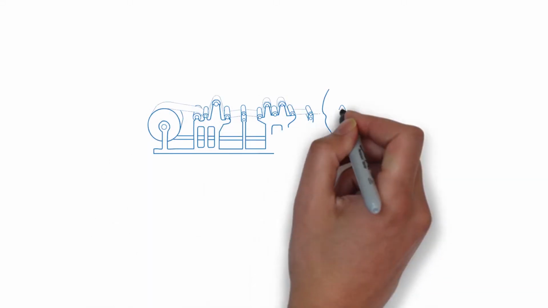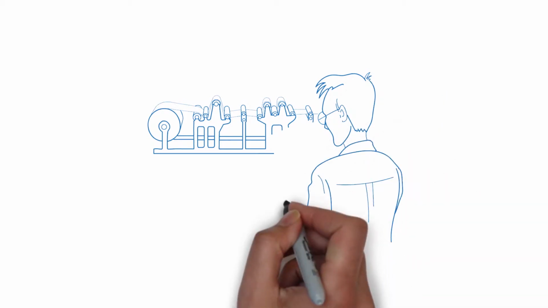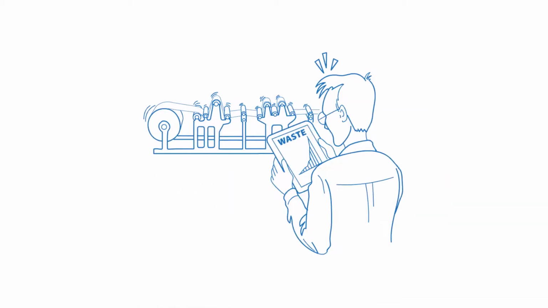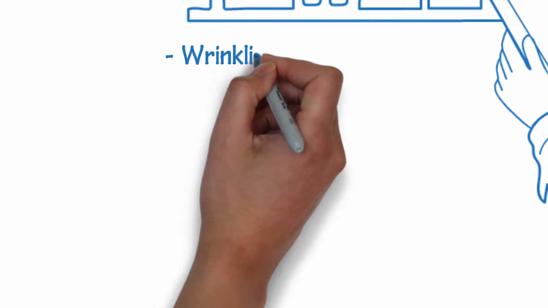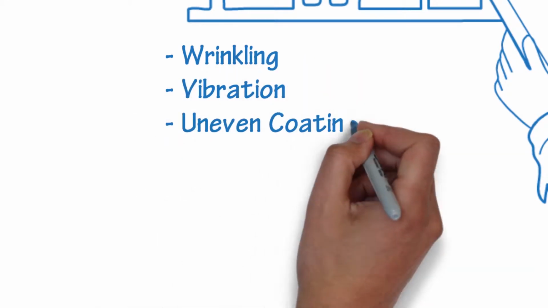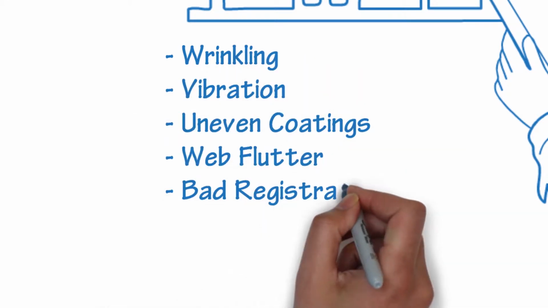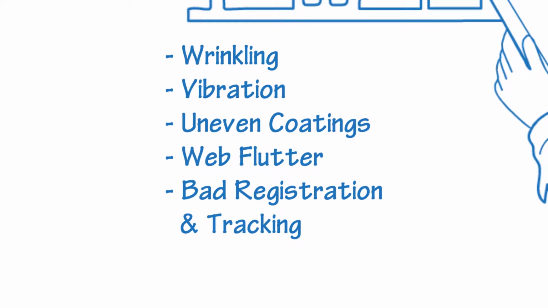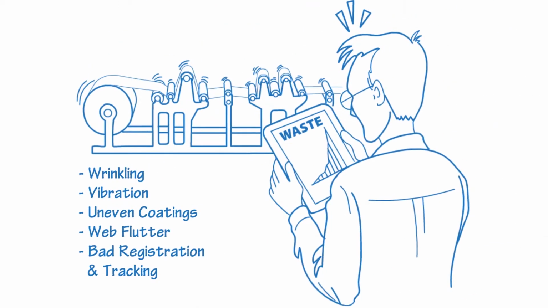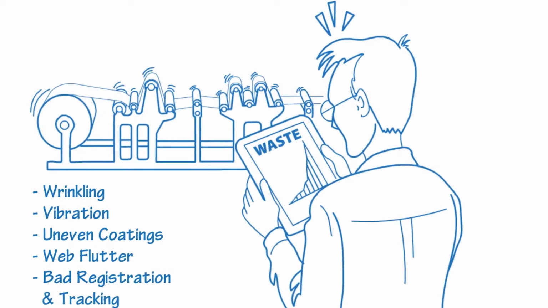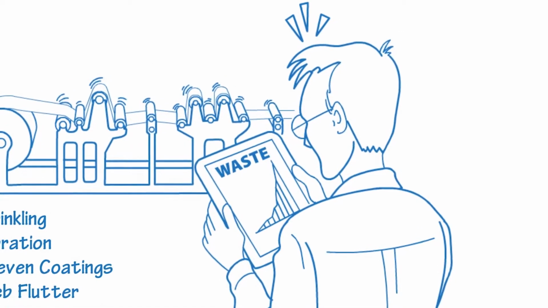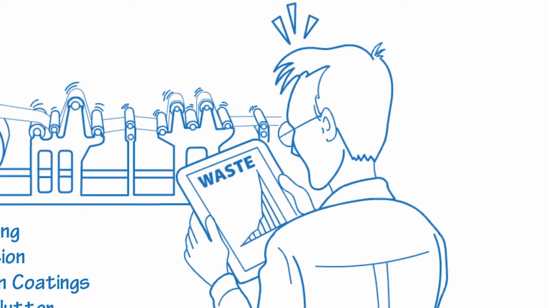There you are, supervising a web process. And here they come, the gremlins of web processing equipment. Wrinkling, vibration, uneven coatings, web flutter, bad registration and tracking, the list goes on and on. As these problems rise, so does waste, and revenue drops right before your eyes.